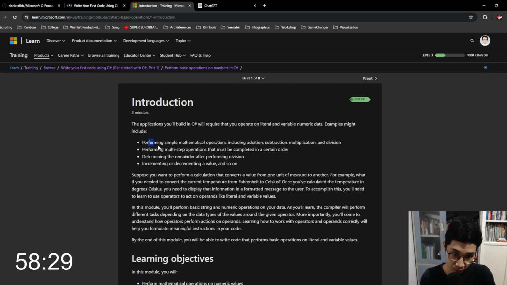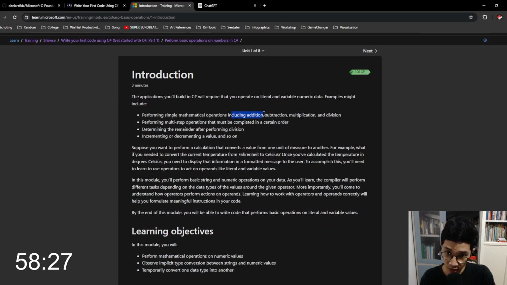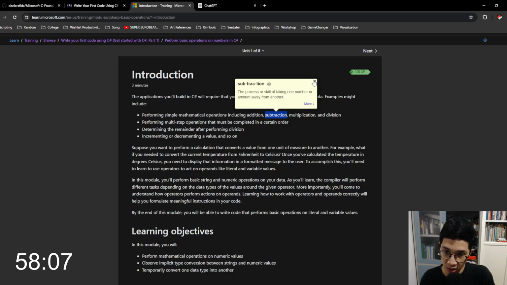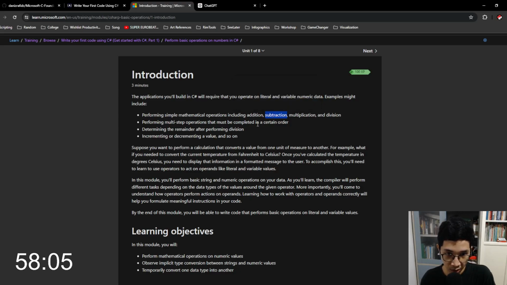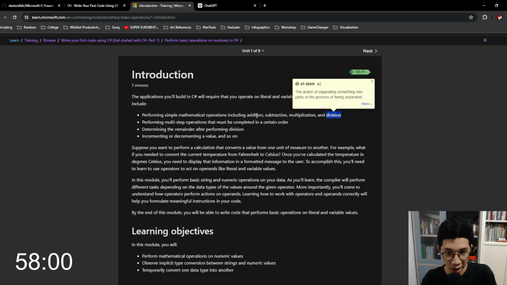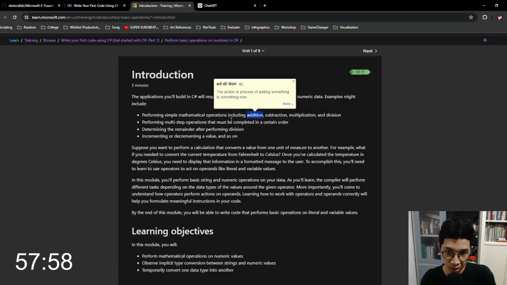Okay, the first point is performing simple mathematical operations including addition, subtraction, multiplication, and division. Like I said just now, performing multi-step operations that must be completed in a certain order. So there is a certain order between these. Is subtraction the first priority of the mathematical operation, or the division, or maybe the addition? That has an order.